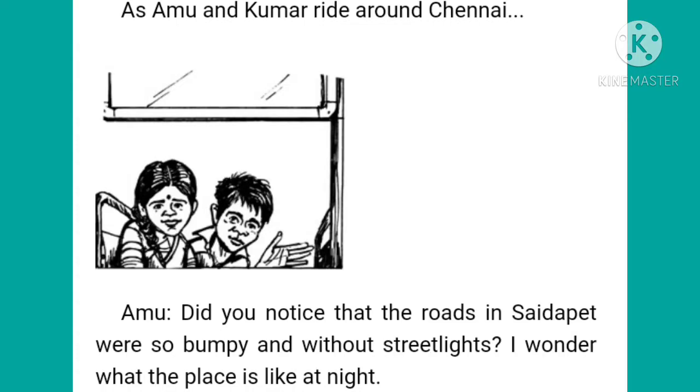Amu, did you notice that the roads in Saidapet were so bumpy and without street lights? I wonder what the place is like at night. Means she has noticed the public facilities provided by the government. These are not equal in Saidapet. This place has a bumpy road, means the road is not properly maintained, and it is without street lights.